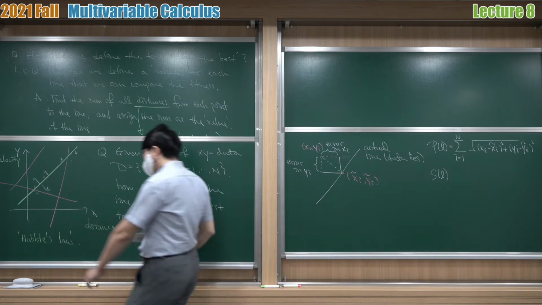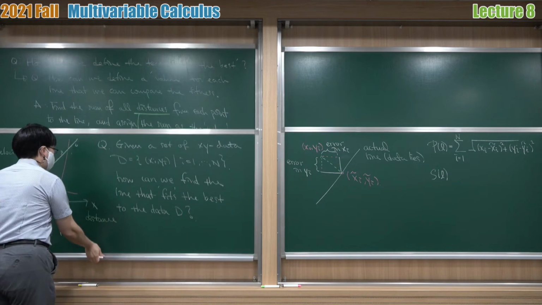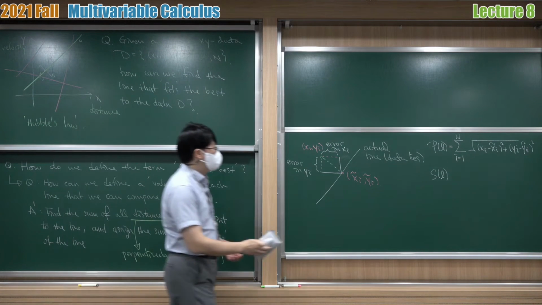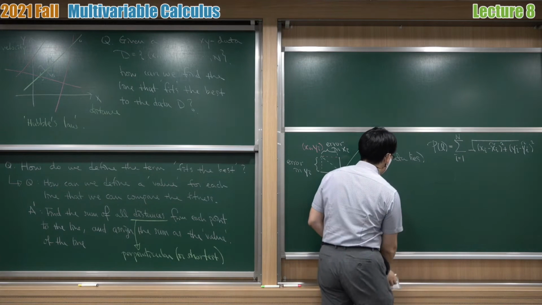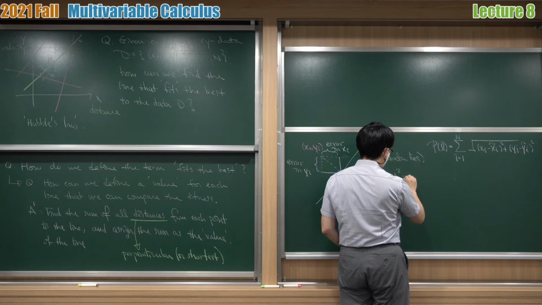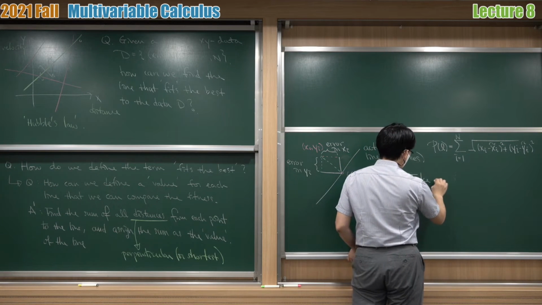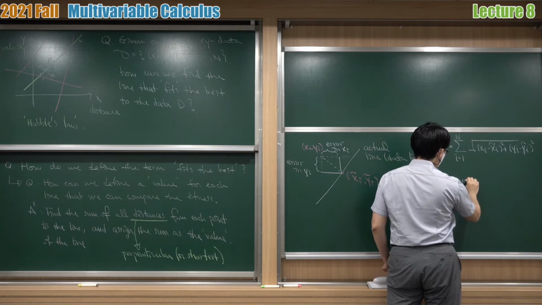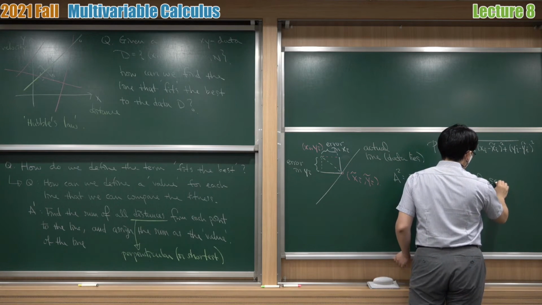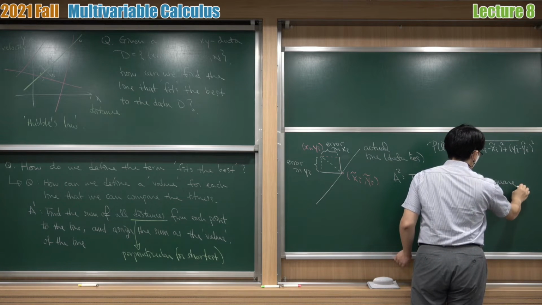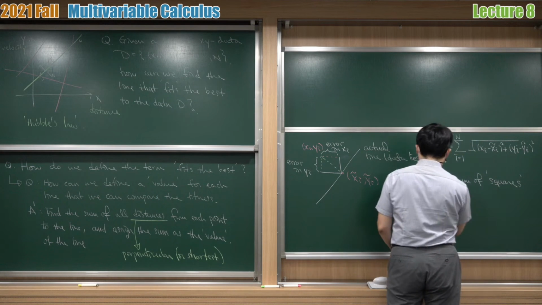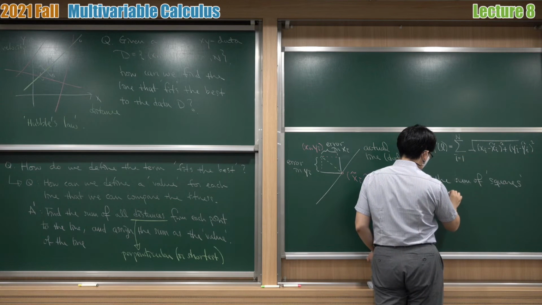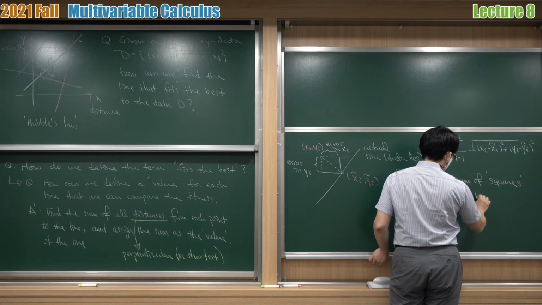So let me put a mark here. So it's the first answer. Maybe the second answer is that we can take the sum of squares of shortest distance.